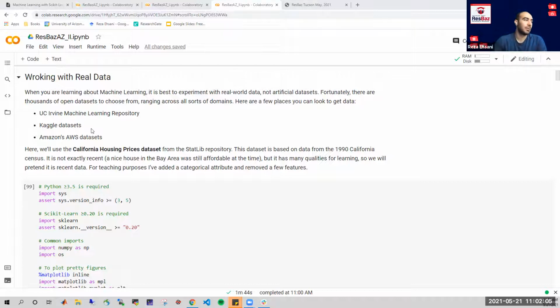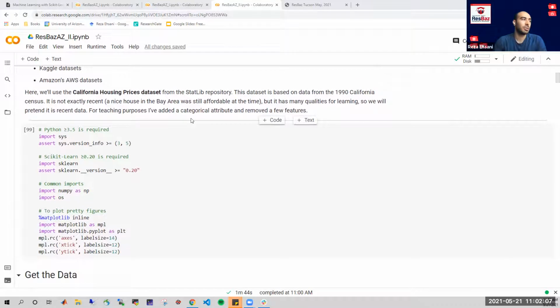For this example, we are going to use the California housing prices data set from the Scikit-Learn repository. This data set is based on data from the 1990 California census. It is not exactly recent, but it has a lot of good qualities for learning, and we will pretend it is recent data. For teaching purposes, I have also added a categorical attribute. I've removed a few features to make it easier for you to follow the workshop.